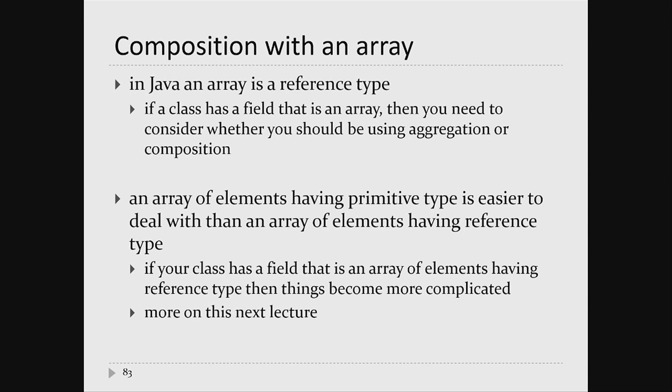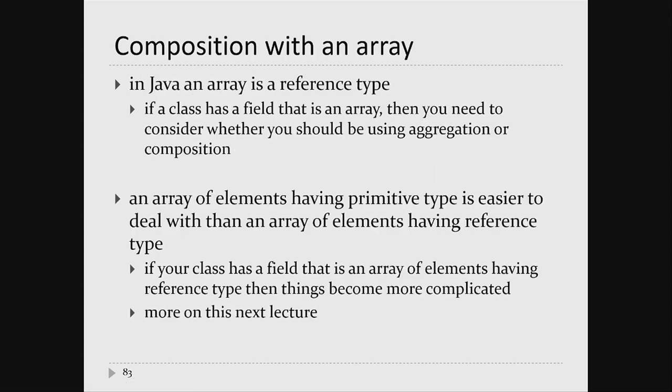Because you now have to decide, does your object own the array or list or set or map, or does your object own the stuff that's inside the list or set or map, or both? So now you have a problem. You have a class, it's got a collection that holds multiple things. Does it own the multiple things or not? Or does it just own the collection? If you have an array and its elements are all primitive, then that's much easier to deal with than having an array where the elements have reference type.